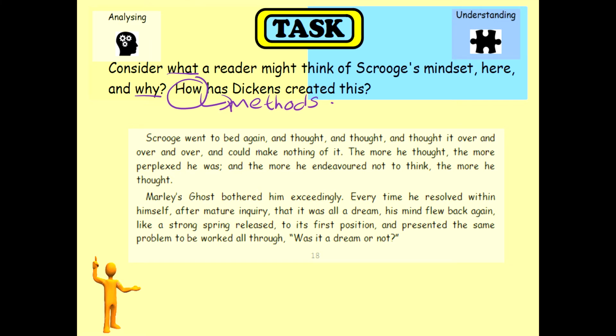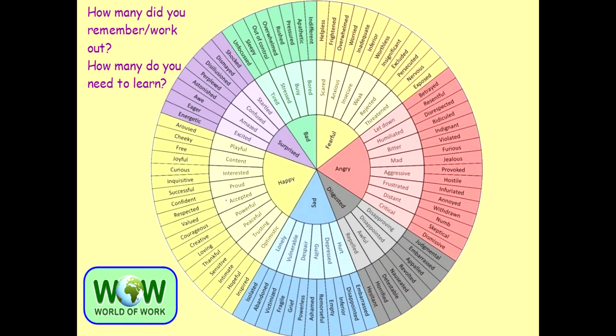So Scrooge went to bed again and thought and thought and thought it over and over and over and could make nothing of it. So if we are repeating these words here, thought and thought and thought it over and over and over, what does this mean? Which emotion is he feeling from this? Is he feeling stressed? Is he feeling anxious? Is he feeling despair? Is he feeling vulnerable? Is he feeling slightly guilty, maybe remorseful? Not quite yet, but he might feel ashamed.